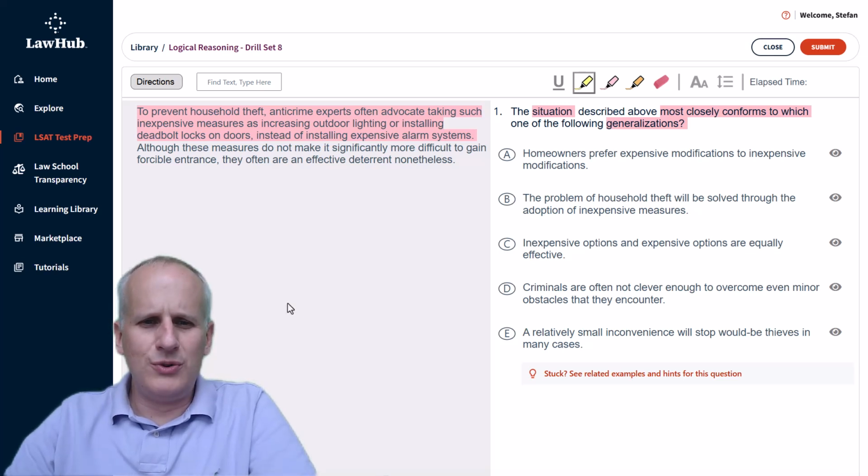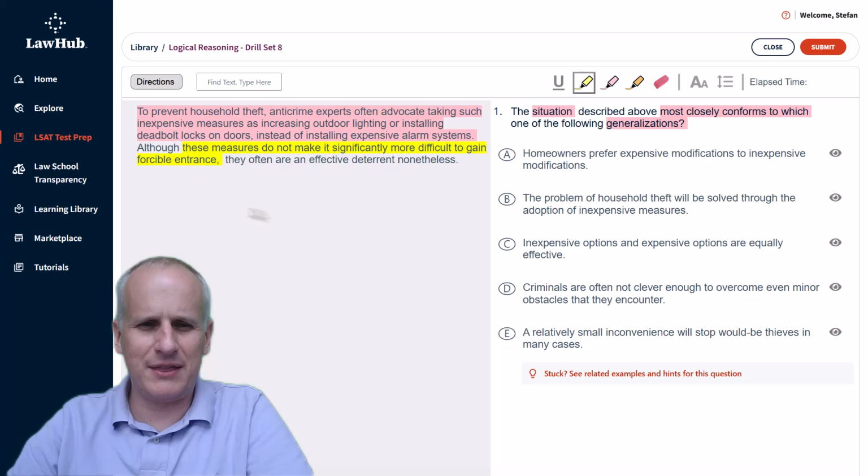Although these measures do not make it significantly more difficult to gain forcible entrance. So I'm going to leave out the transition and just highlight this statement. These measures do not make it significantly more difficult to gain forcible entrance. We then have the final statement. They often are an effective deterrent nonetheless.